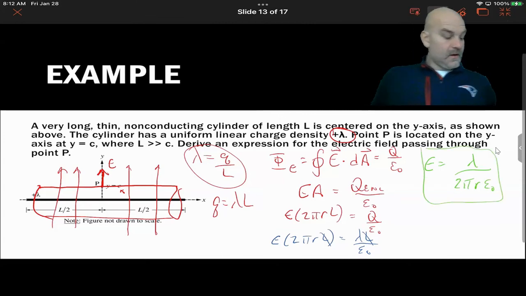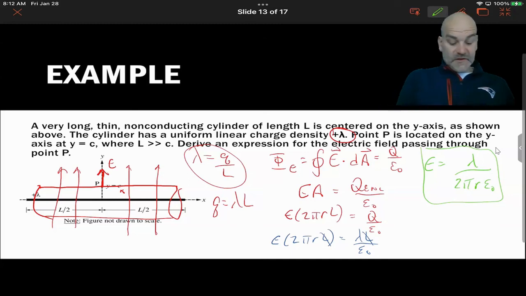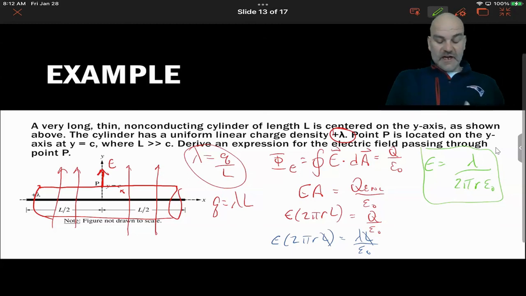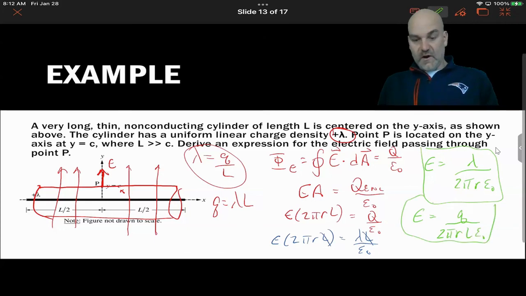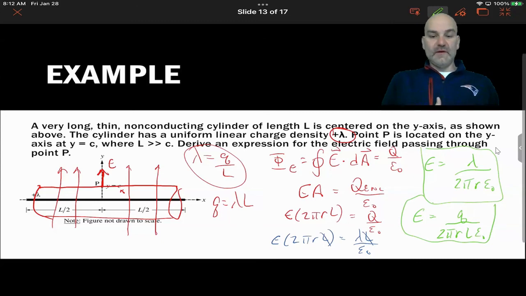So that would be it. Now on the test, you need to make sure what they are trying to ask you to solve it in terms of. Here they don't tell us, so we can leave it in this lambda over 2 pi r epsilon naught. We can also substitute back in what lambda is, which actually then brings L back in. So there's really two answers here. If I substitute in Q over L for lambda, I end up with Q over 2 pi r L epsilon naught. So these two answers are the same, just one has the lambda in and the other one has simply Q and L.